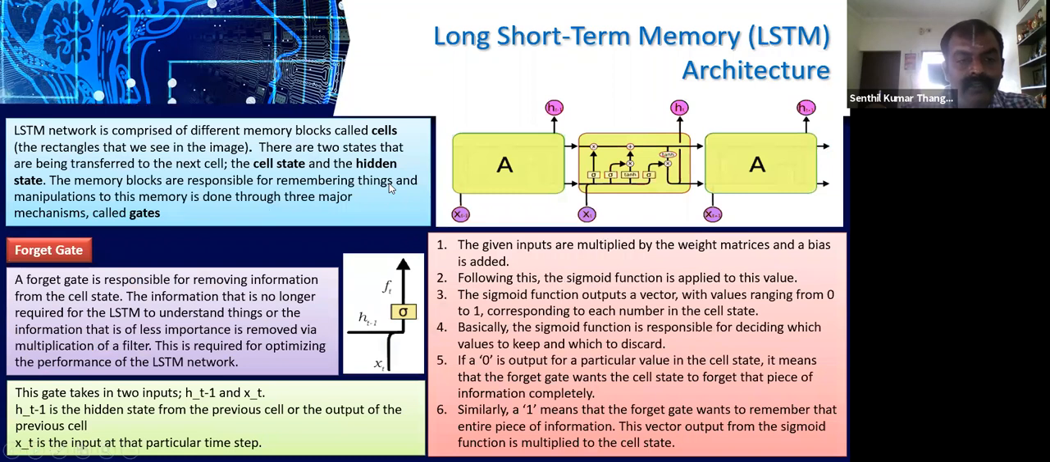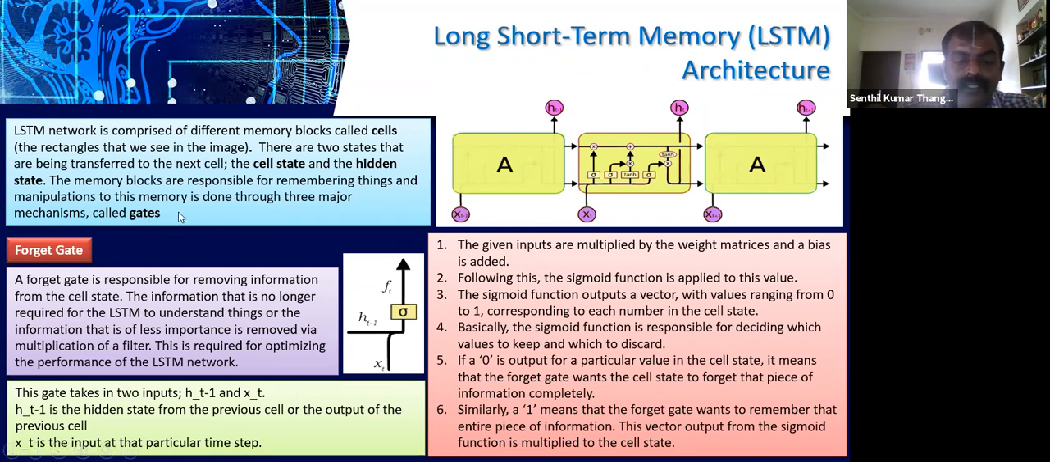Now, in this LSTM, you will generally have two states: one called the cell state, and the next called the hidden state. The theory of LSTM is that it consists of memory blocks where each block is called a cell, and the state corresponding to the cell is called the cell state, and the state corresponding to the hidden part is called the hidden state. The purpose of the memory blocks is to remember things like human beings do, we always have a memory, and we should be able to do some manipulations using mechanisms called gates.